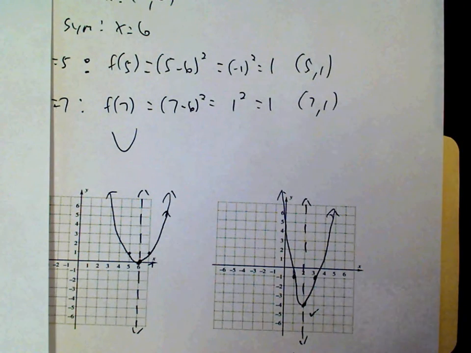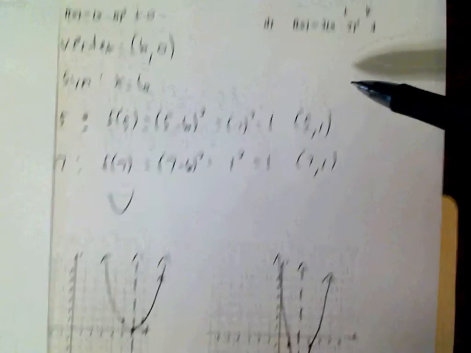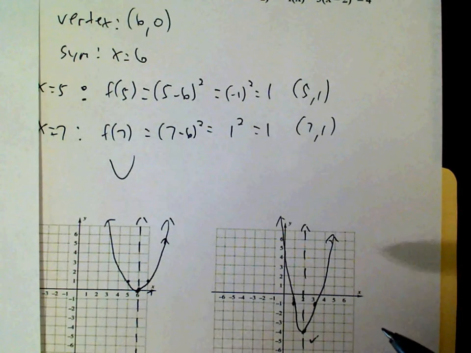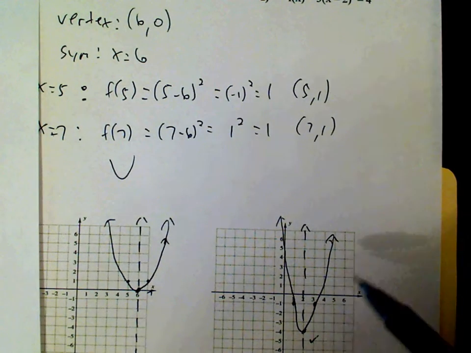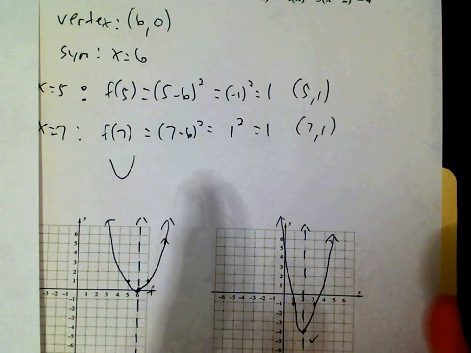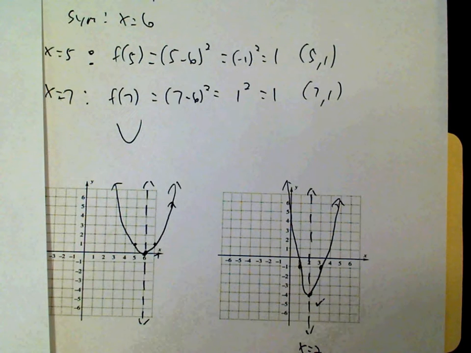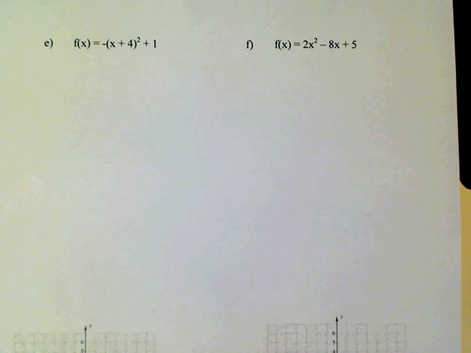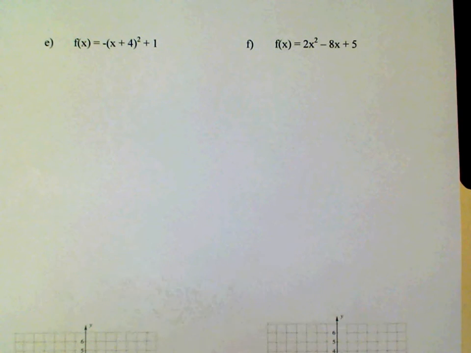You'll notice the 3 does something to these y values that we found. It makes them bigger, quicker. So in other words, it actually makes it more narrow when we graph it instead of being wide like that. Now for part E, you'll notice something slightly different.